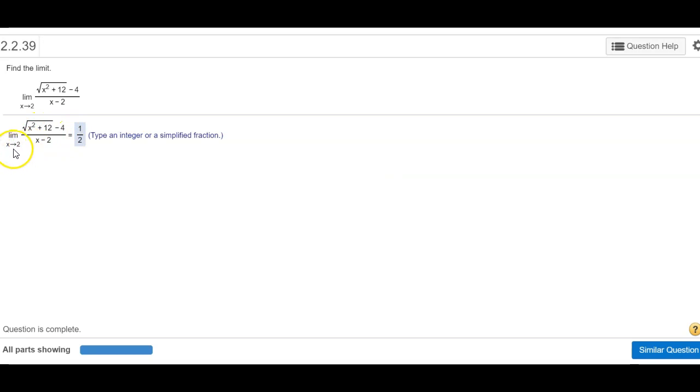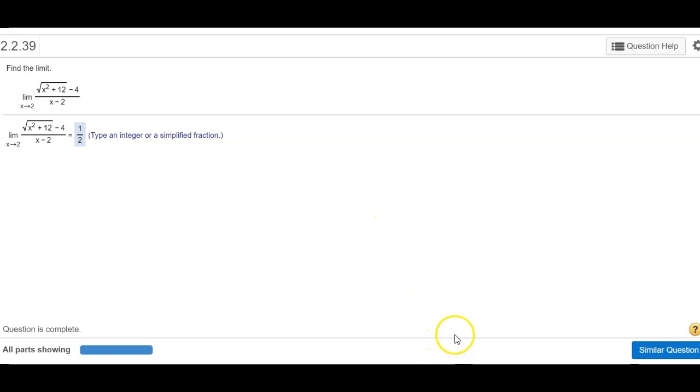Because if I plug in 2, I get 2 squared is 4, right, 4 plus 12 is 16. Square root of 16 is 4. I get 0 divided by 0. So I get what we call an indeterminate form. 0 divided by 0 can be an infinite number of things, like we saw in the lab this week. So what do we do?